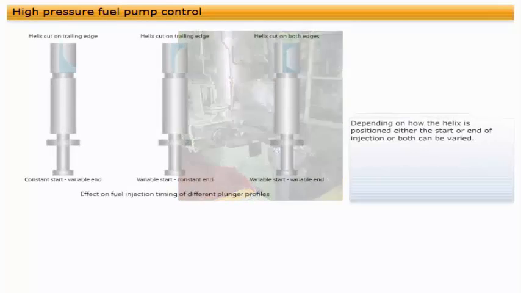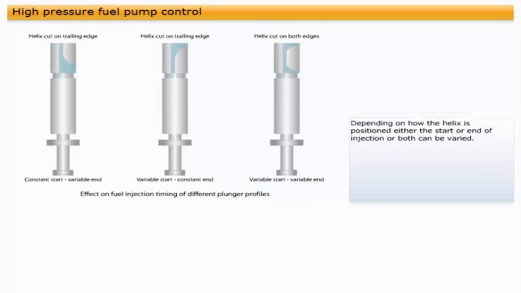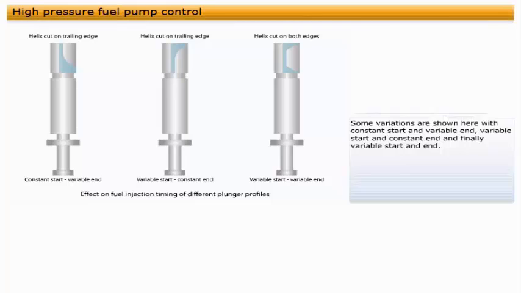Some variations are shown here, with constant start and variable end, variable start and constant end, and finally, variable start and end. The last of these is a form of variable injection timing, which we will look at in more detail later. The other common method is to use suction and spill valves to control the start and end of delivery instead of having a helix cut into the plunger.